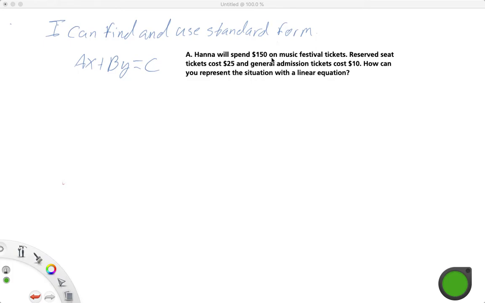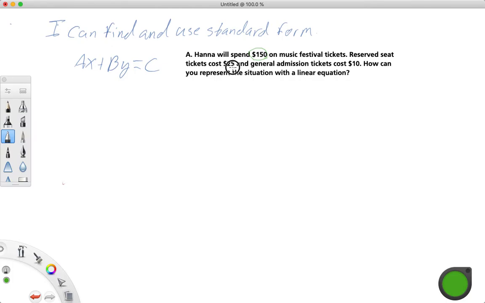Hannah will spend $150 on music festival tickets. Reserved seat tickets cost $25 and general admission tickets cost $10. How can you represent the situation with a linear equation? Okay, so we know that she's going to spend a total of $150, right? And then we have two different kinds of seats, one that's $25 and one that's $10, so that's general admission. These are reserved seats. And so what would that look like in this equation?